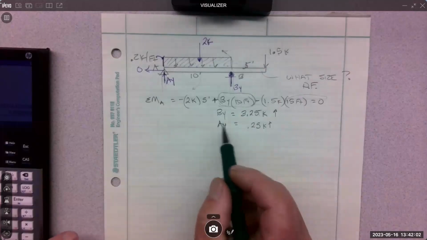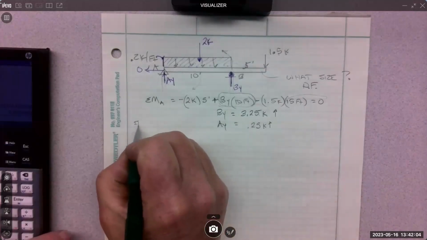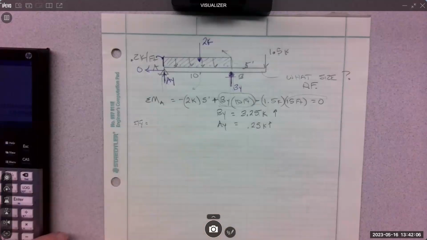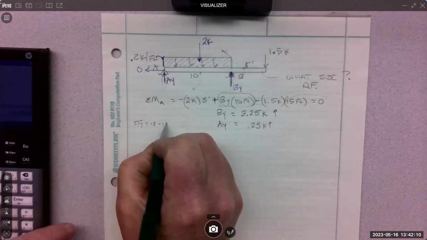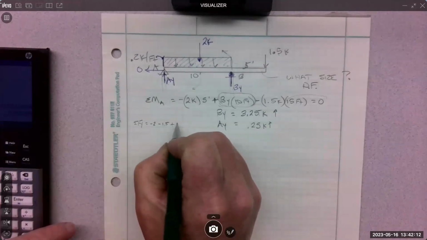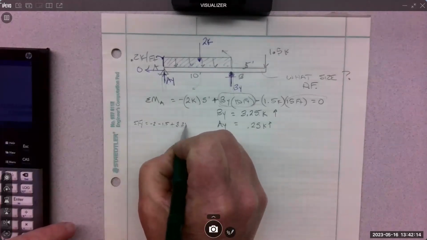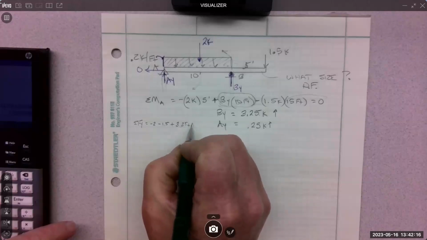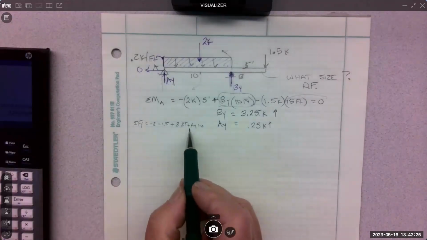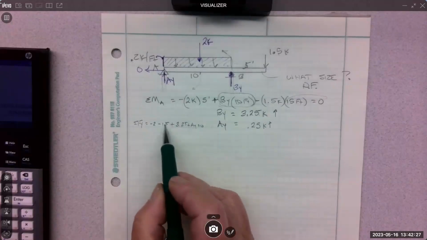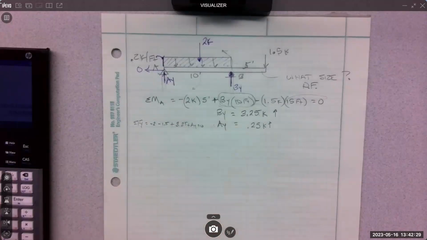So we got this by doing some forces in the Y. That would be -2 minus 1.5 plus 3.25 plus AY equals 0. That would be the equation. And then again, just leave AY alone. If it's positive, just leave it right here. This moves over, this moves over, this moves over. And you end up with a 0.25.